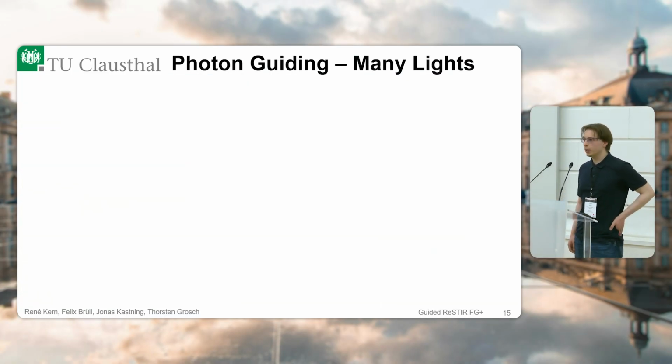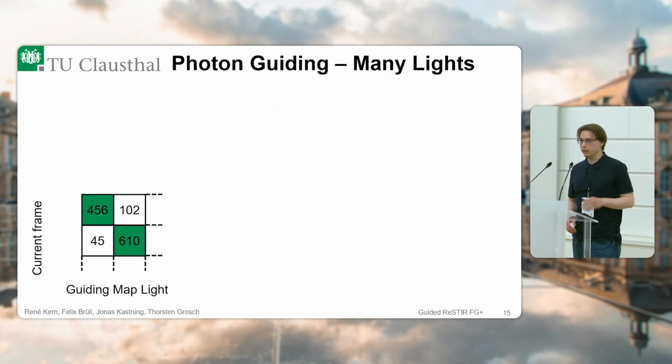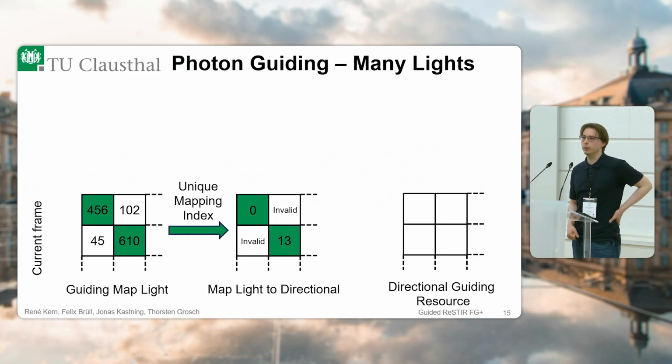But for scenes with many lights, we can waste a bit of memory if we store a directional guiding map for each light, and memory is currently expensive, so best not to do that. And actually, we don't need that many directional guiding maps, because only a couple of lights actually have enough photons to justify these. So for every light that actually uses the directional guiding maps, we assign a unique mapping index using an atomic counter, for example. And these indexes will map to the directional guiding resource.